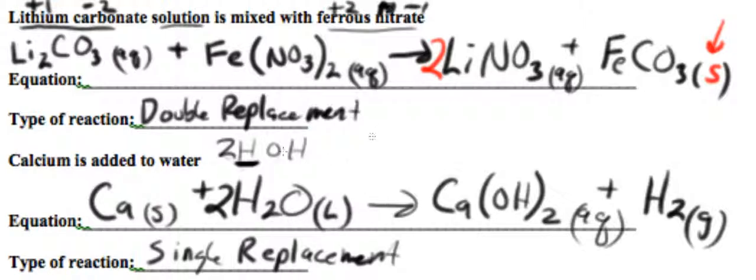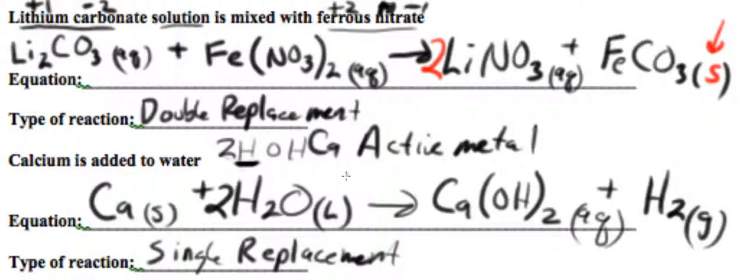This is an active metal, okay? Calcium is an active metal. And so it would be above hydrogen on the activity series. So that's something else you would have to consult. But calcium is going to replace hydrogen, and you get two products, so it's single replacement.